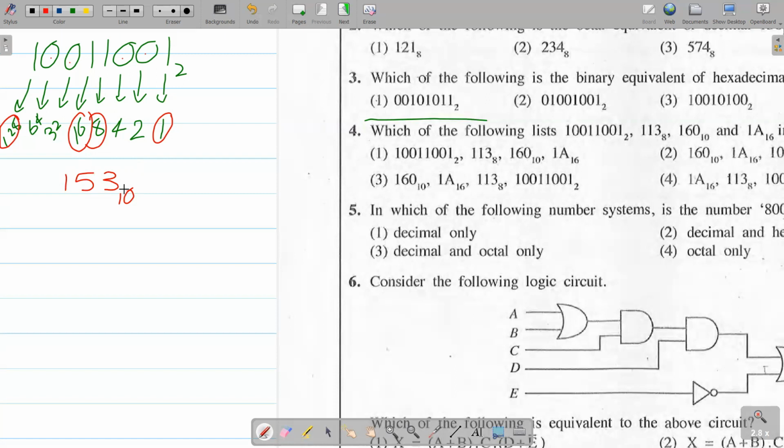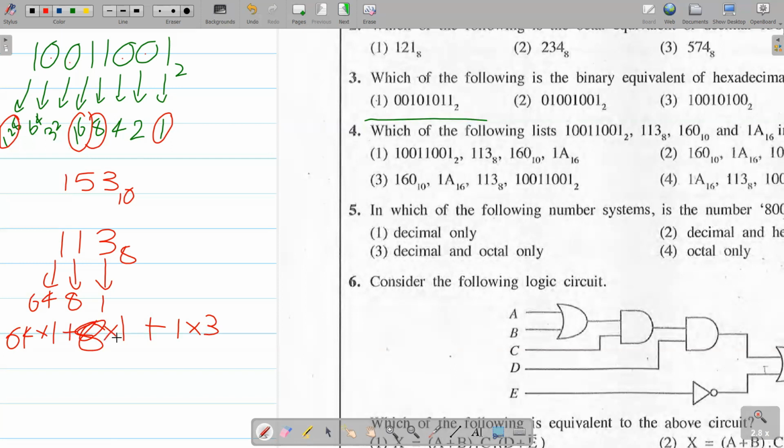Okay, and you got 113 in octal. If you make it to the decimal, how it's going to be? It's going to be 1, 8, and 64 over here. So you are going to get 64 into 1 plus 8 into 1 plus 1 into 3. So that means 64 plus 8, 72, 72 plus 3, 75. This is binary.